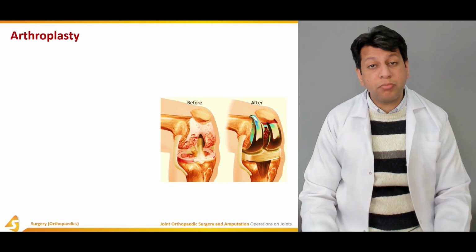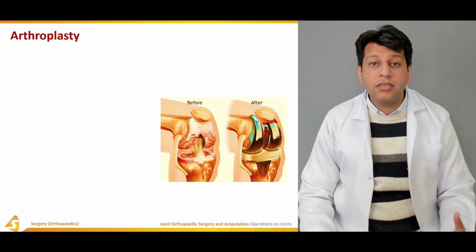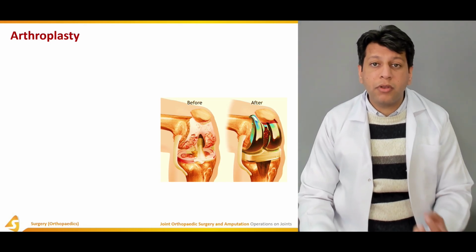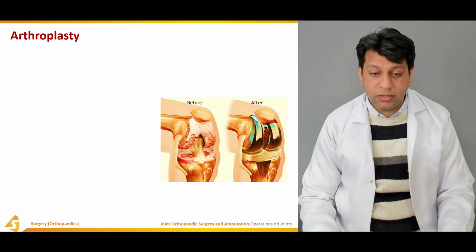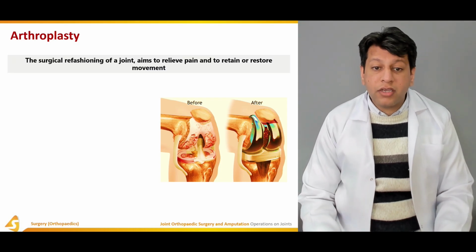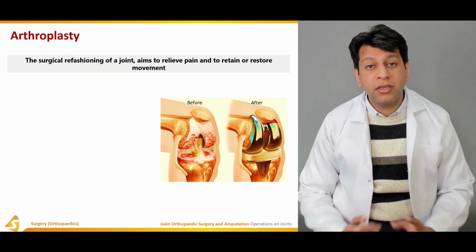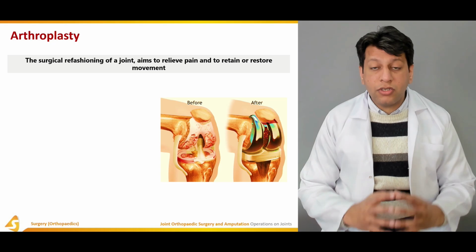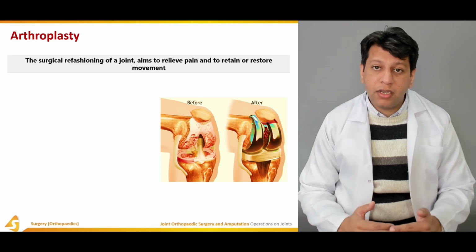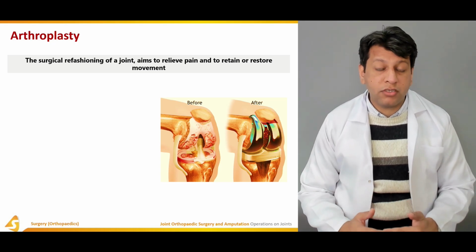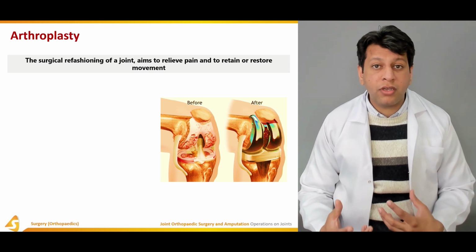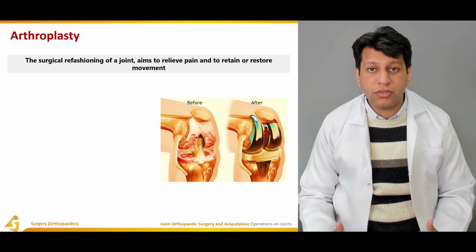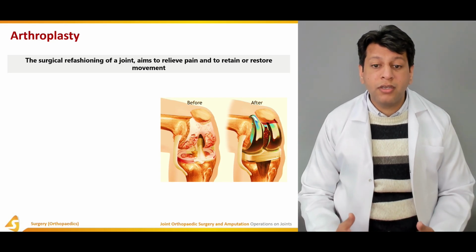Now coming to arthroplasty. Arthroplasty means joint replacement. Simple, if you translate that, plasty is replacement and arthro is the joint. The surgical refashioning of a joint aims to relieve pain and restore movement. Now with arthrodesis, you knew that it was actually a painless joint, but there was loss of function. There was no mobility as a joint. The joint was not mobile enough to make any movement over it.